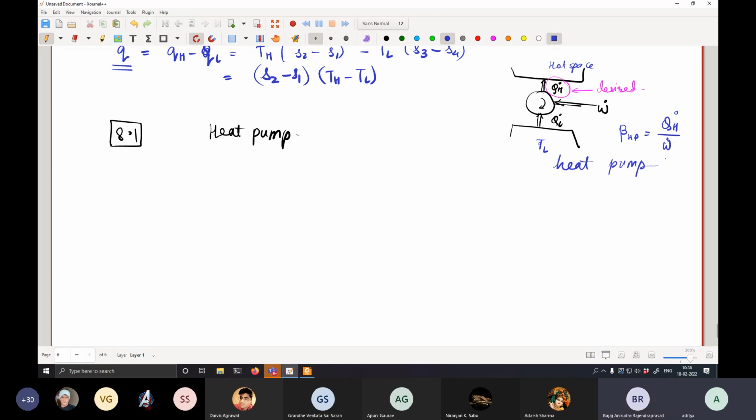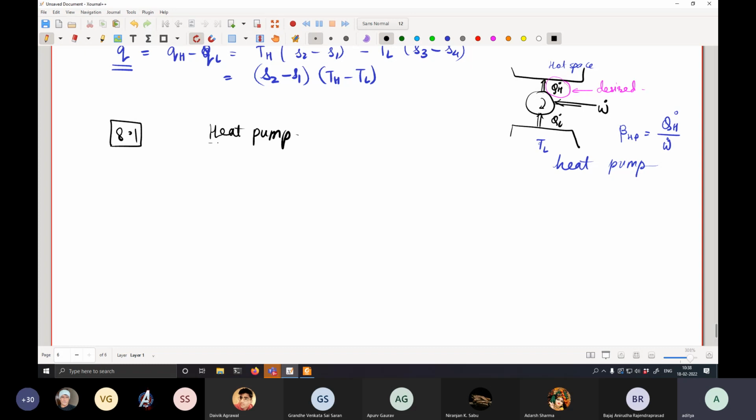Sorry, sir, I didn't get how it is QH dot. We desire to take heat from the lower reservoir. No, this is not what is desired. It is desired to pump heat into the hot space in the house. You want room heating in the house in cold countries. Okay, so this is needed in cold temperature countries, you need hot temperature inside. In hot countries like ours, we need cold temperature inside. Yes, sir.